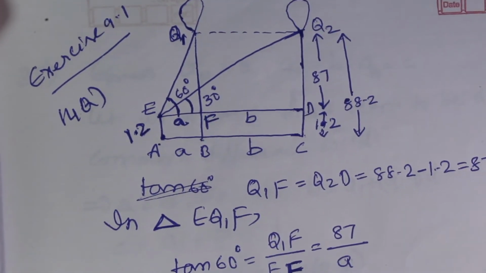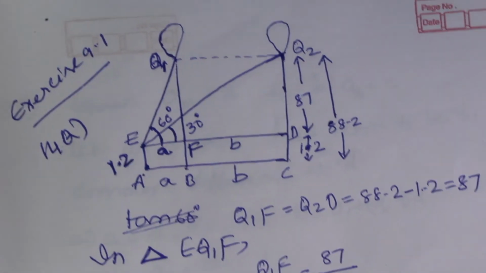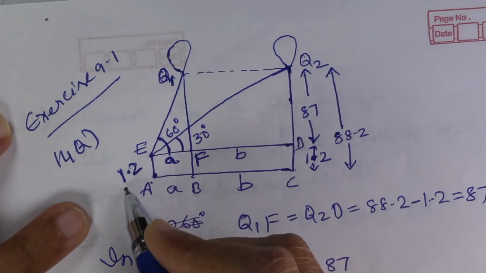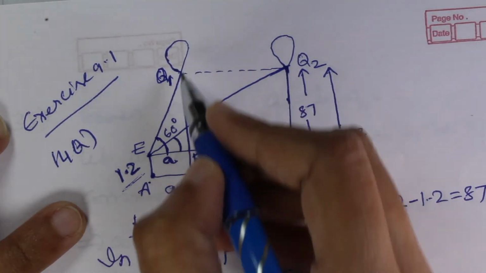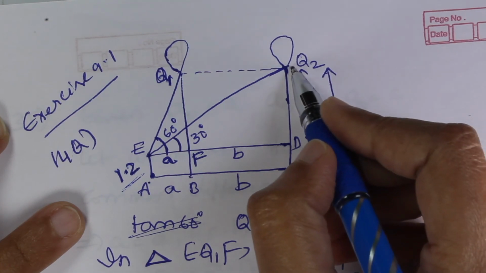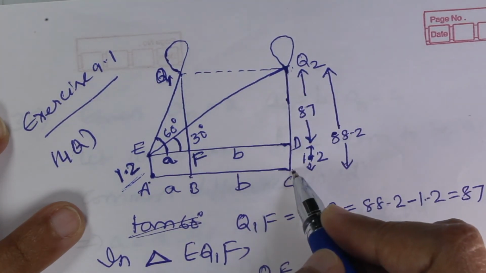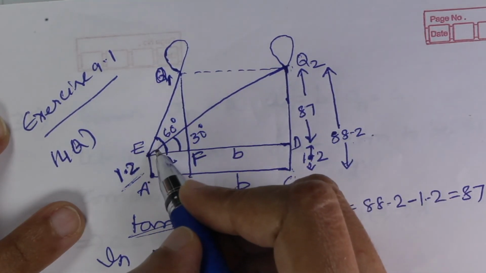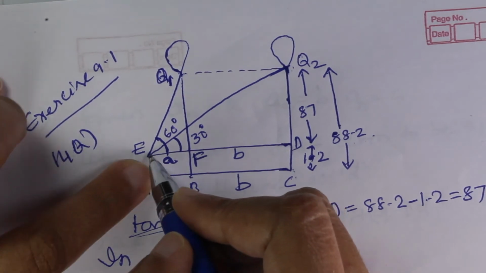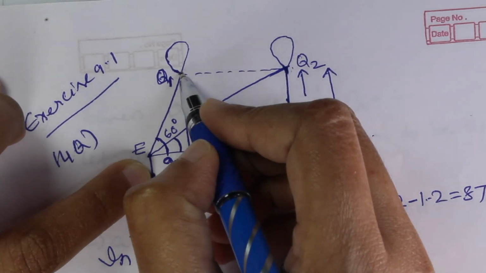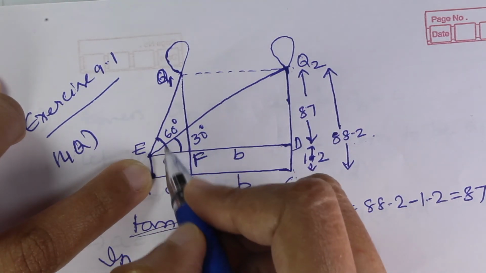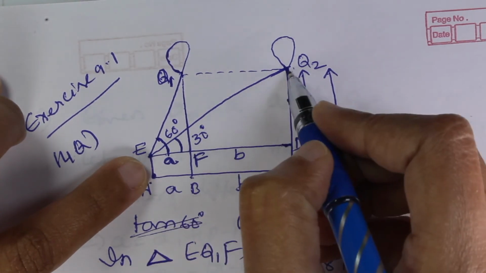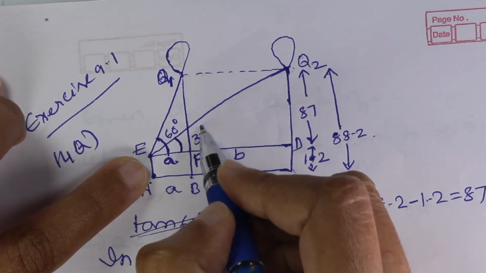This is a problem in exercise 9.1, 14th question. I'll explain the diagram first. EA is the 1.2 meter tall girl standing here and looking at the balloon. Here Q2C is the height of the balloon from the ground, that is 88.2 meters, right? Now the angle of elevation from point E to Q1 is 60 degrees, and the angle of elevation from point E to Q2 is 30 degrees.